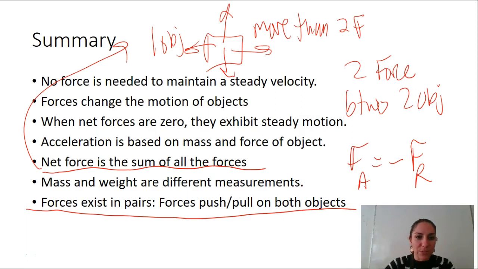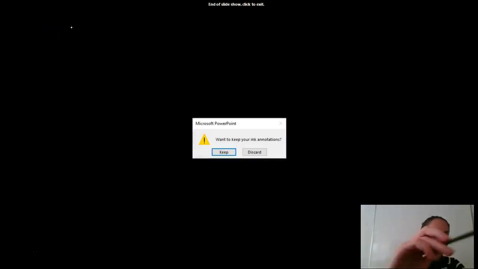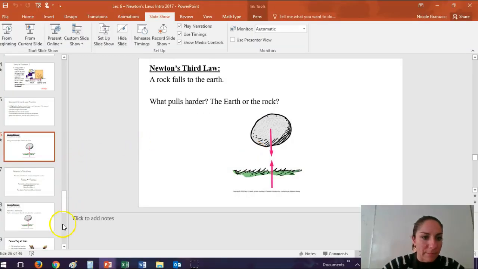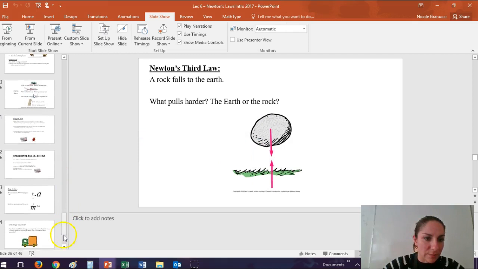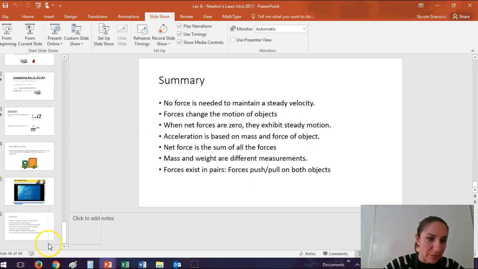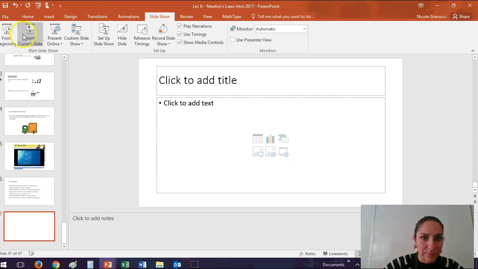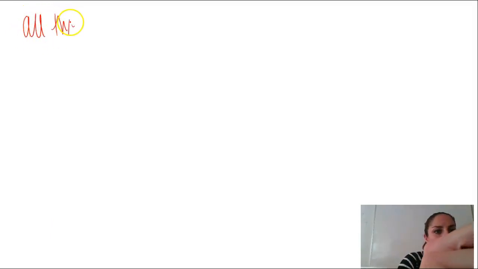So using all of these laws that we have right here, we can describe an object's motion. So let me just do one quick example of that. We're going to discard this. Let me just do a new slide so I can show you how we can use all three laws. So all three. Say we have an object falling.